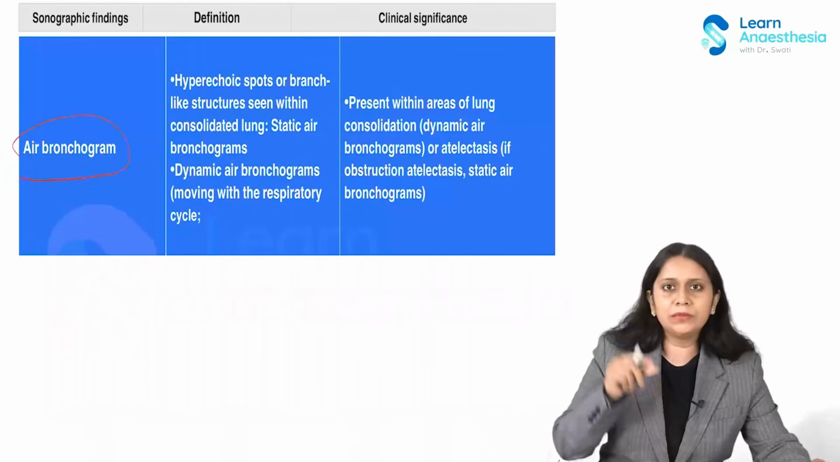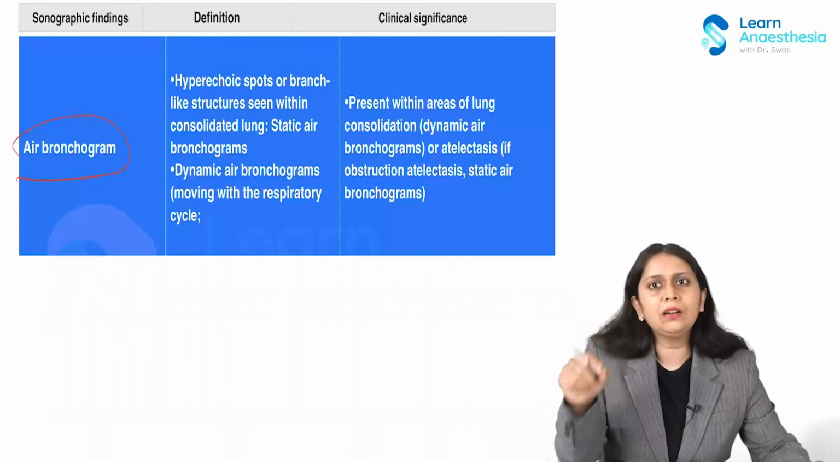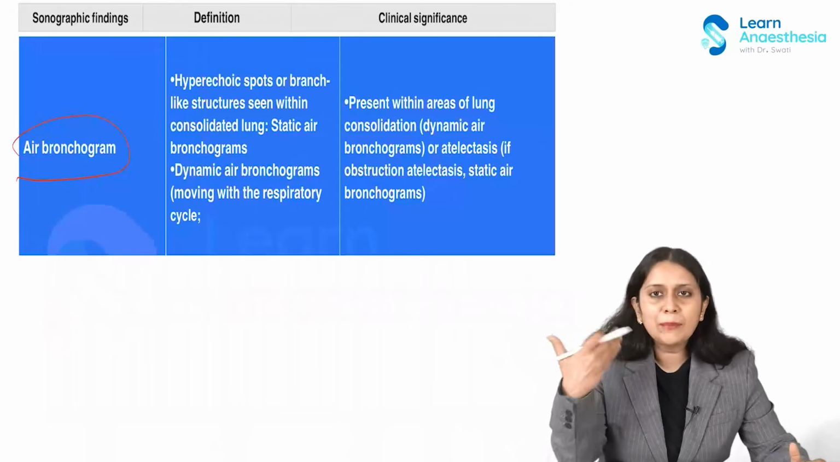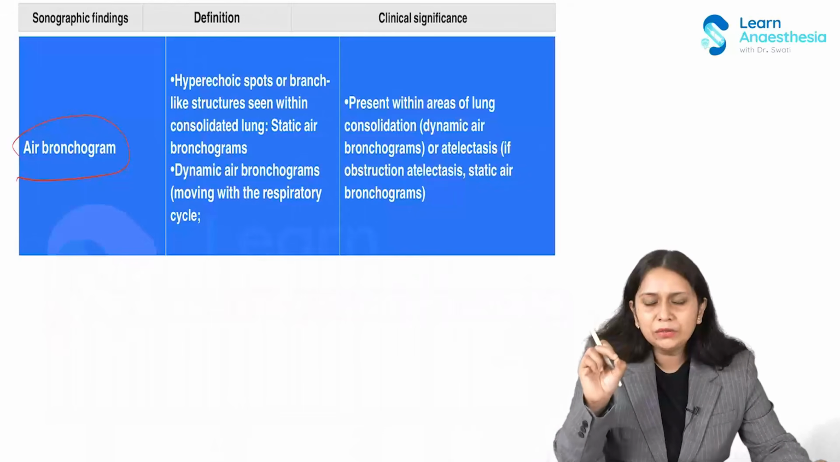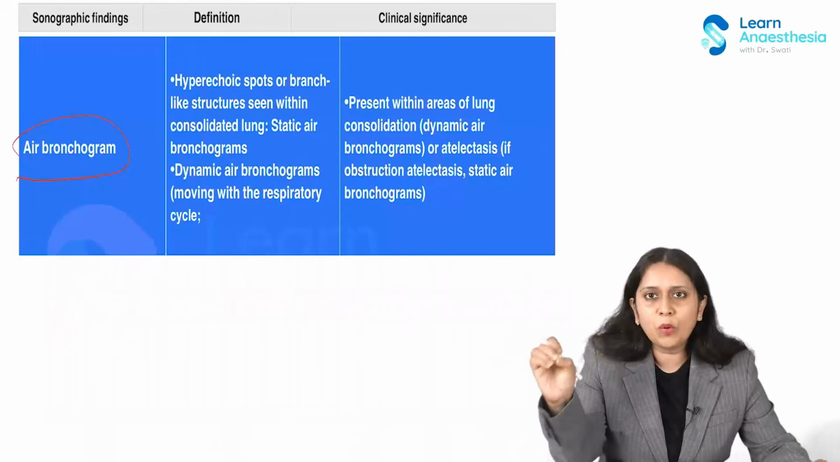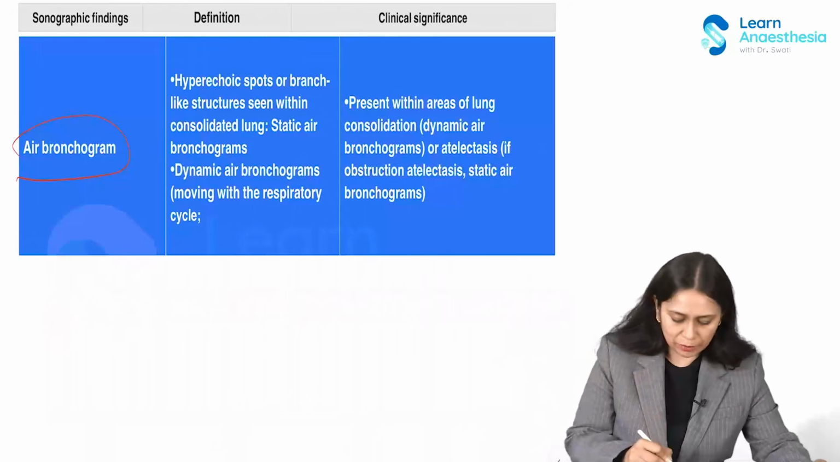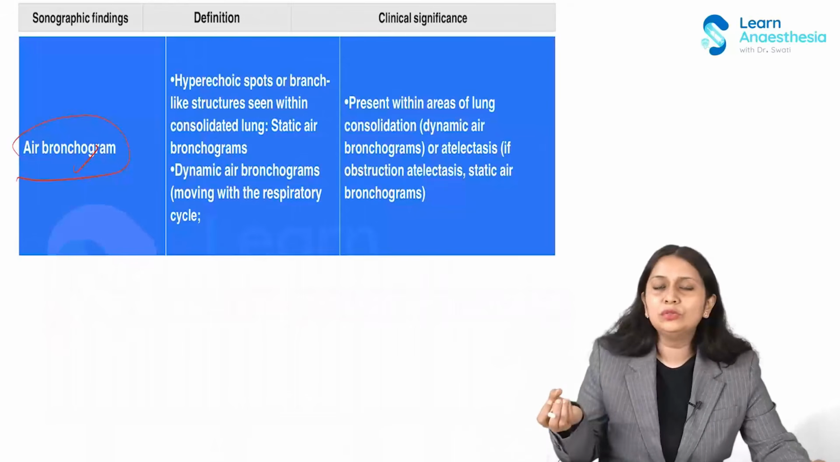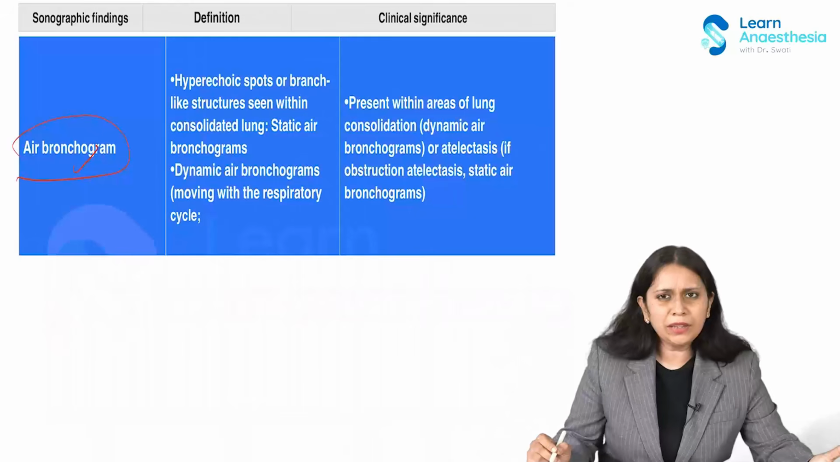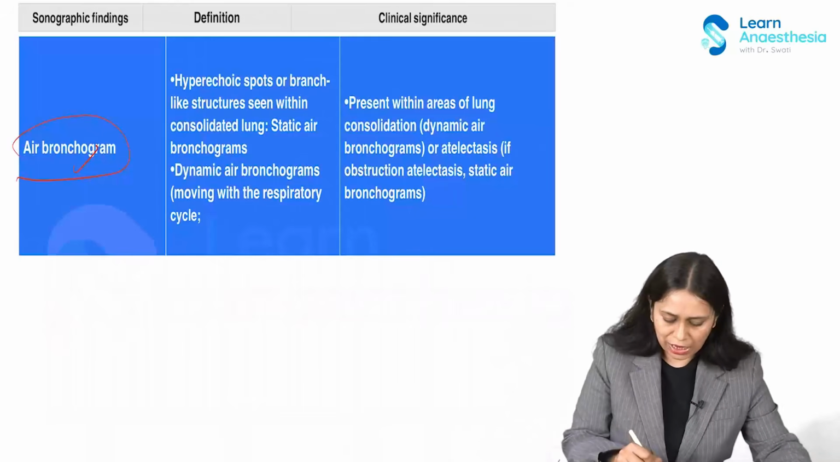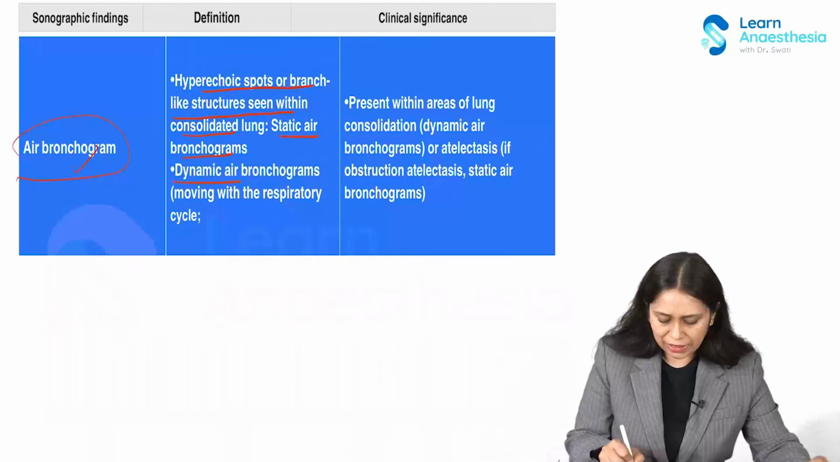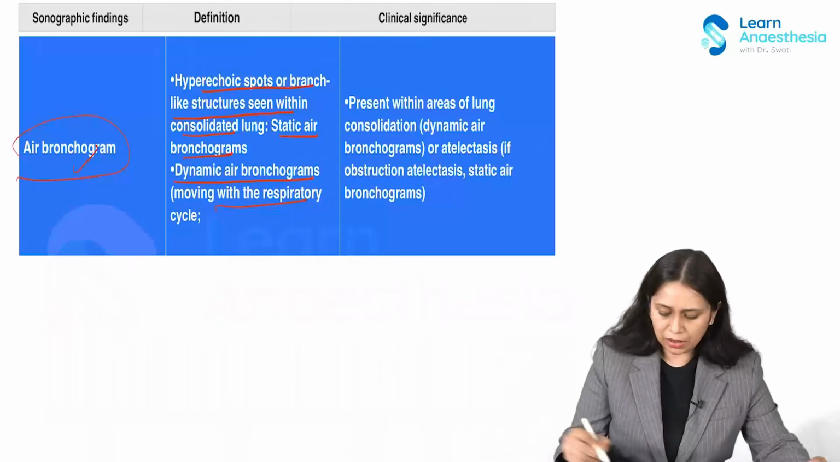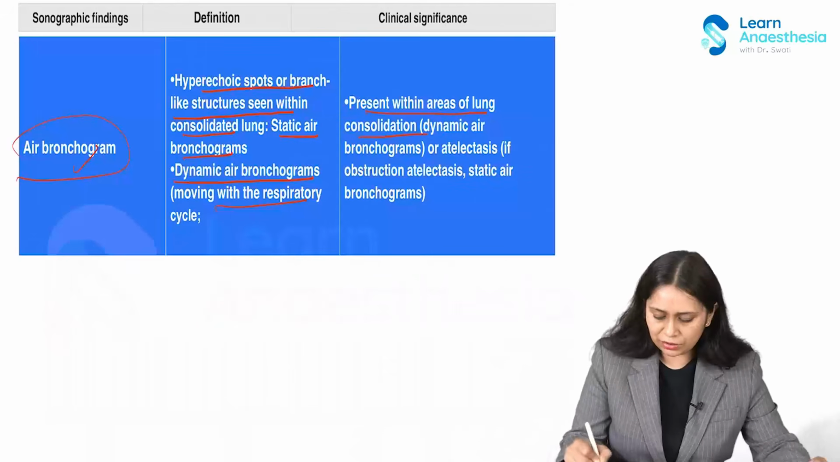Then air bronchogram. This could be seen in the consolidated lung, I mean hepatization of the lung tissue, and in between that we would see white, starry-like spots. That's called air bronchogram. If they move with respiration, it's a dynamic air bronchogram. If it doesn't move, then it's a static air bronchogram. So hyperechoic spots or branch-like structures are seen within the consolidated lung, static or dynamic, which moves with the respiratory cycle. This is present within areas of lung consolidation, right?